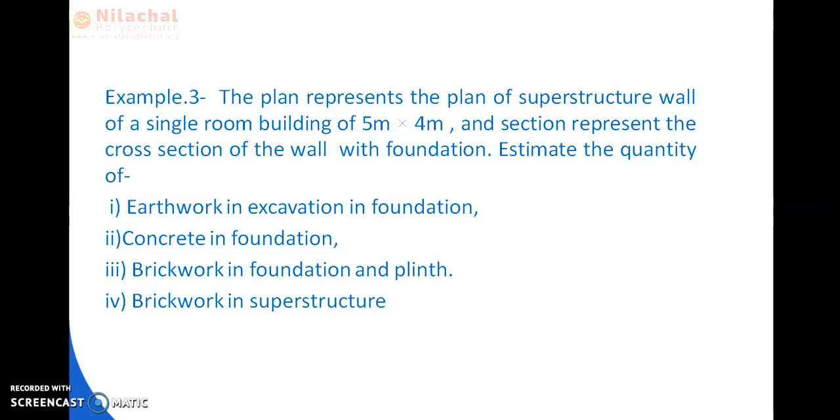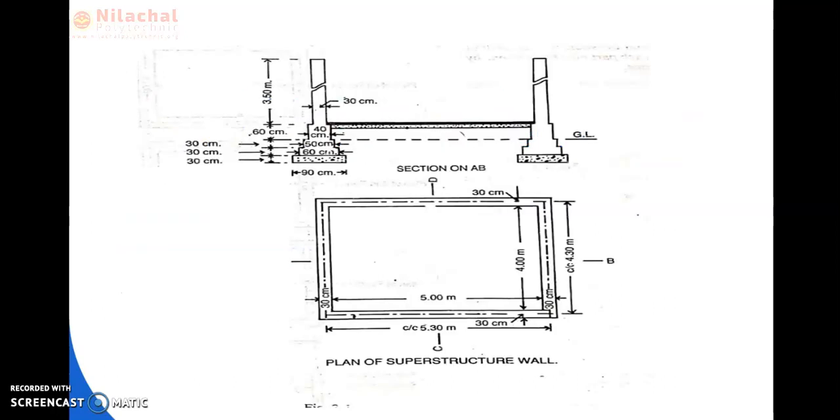For the calculation of the building, we go through two major methods. First one is the long wall short wall method. Second one is the center line method. First of all, we work out the single room plan by the long wall short wall method. We calculate the excavation, the cement concrete, the brickwork in foundation and the brickwork in superstructure by the long wall short wall method. First of all, we discuss the figure.